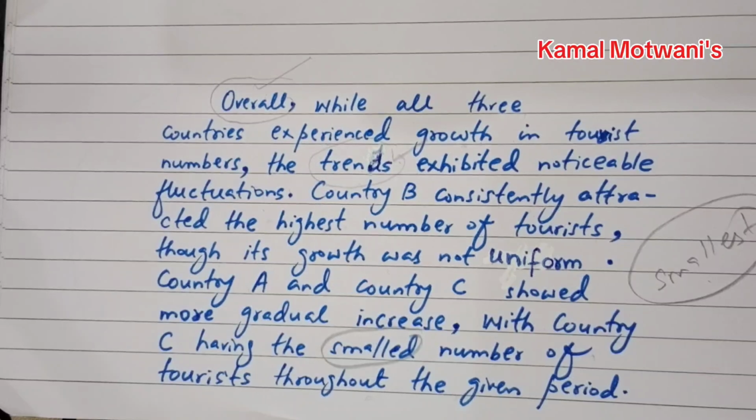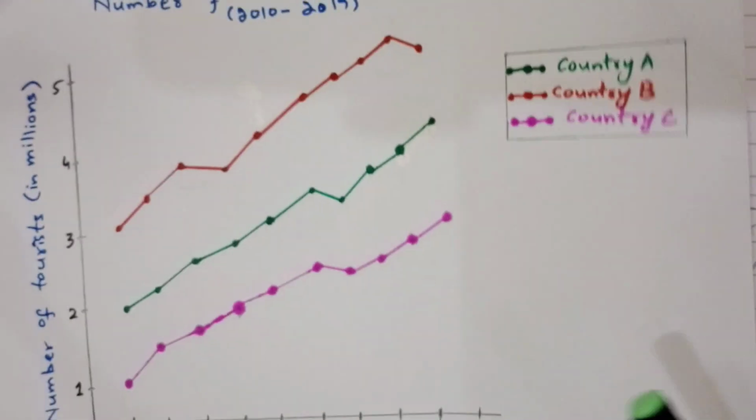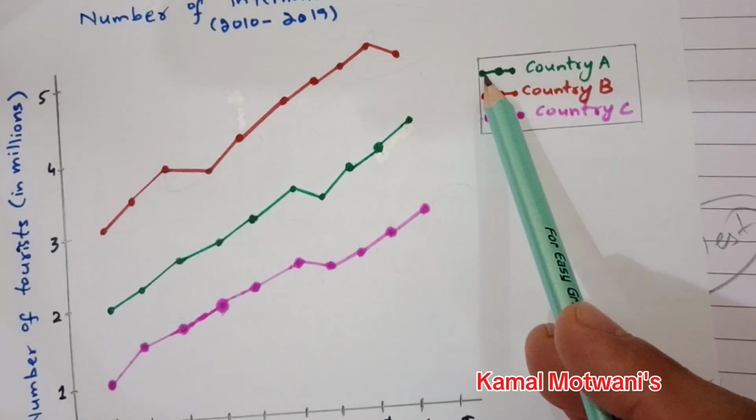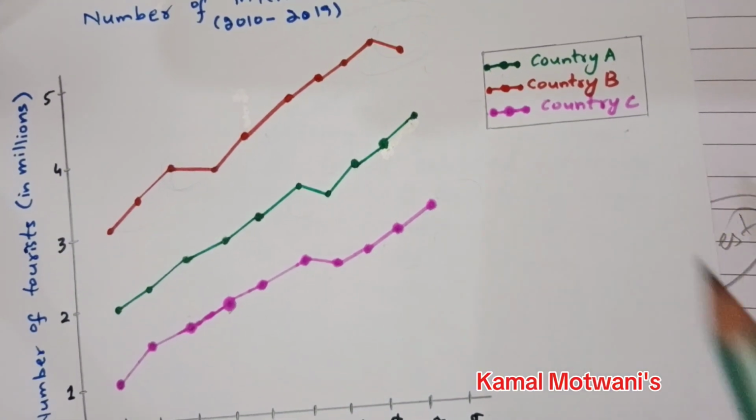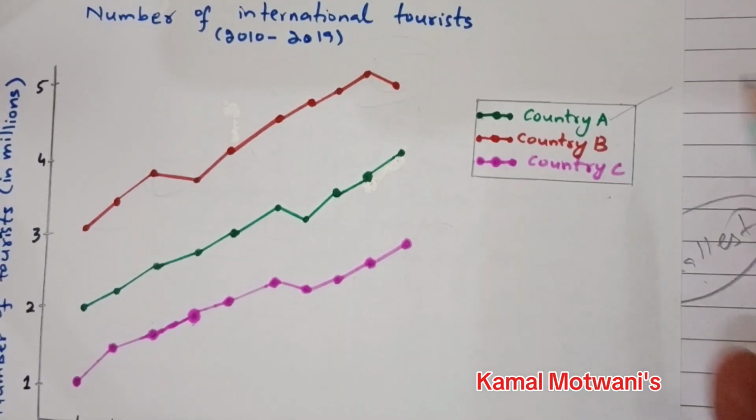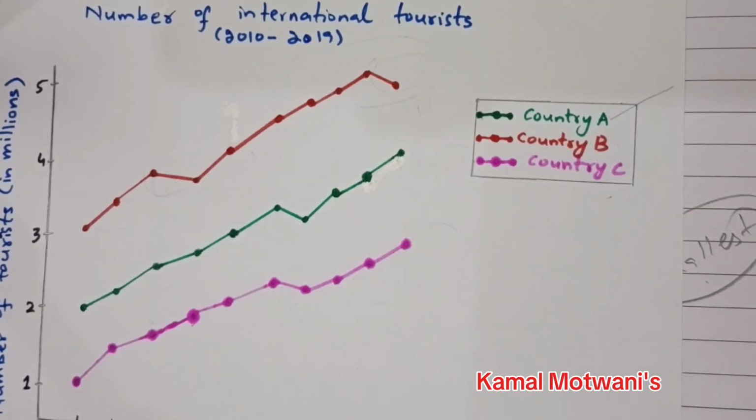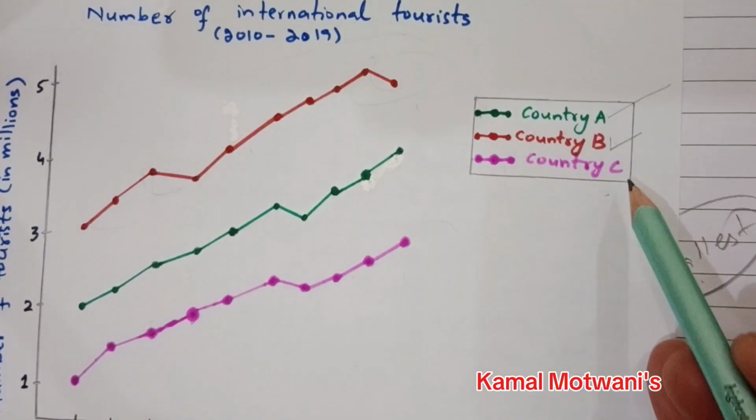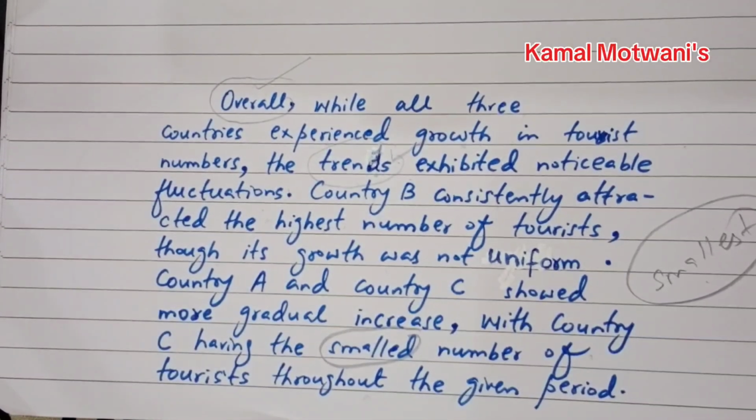Further details about these variables, country A, country B, country C, we will write in separate paragraphs. For country A a separate paragraph is dedicated, that is the third paragraph. The fourth paragraph is for country B, and the fifth paragraph for country C. So this is how an overall overview is written.